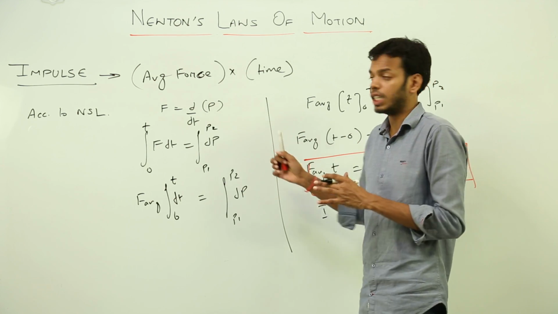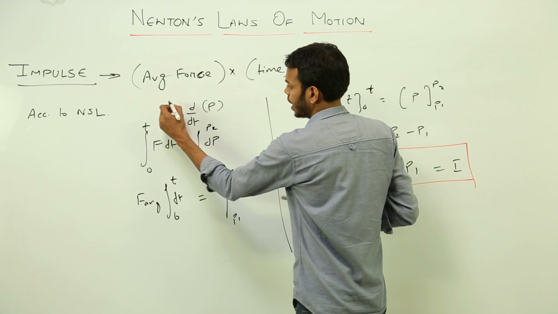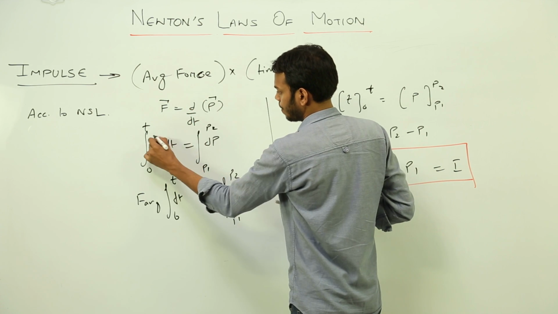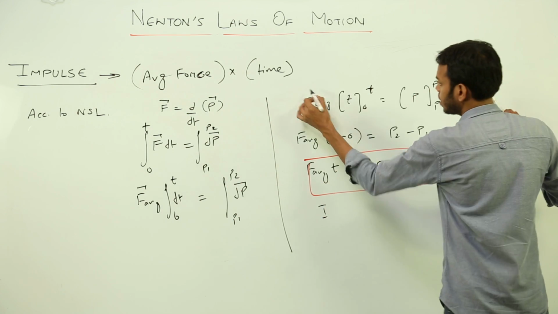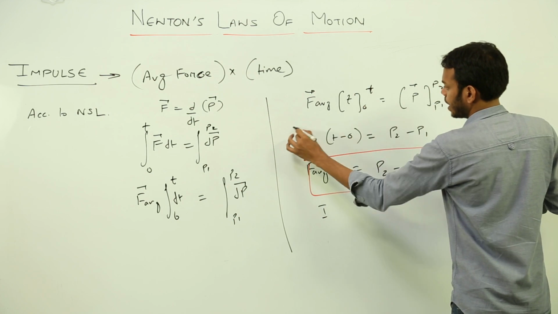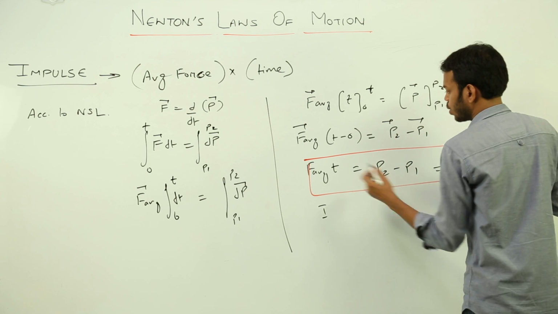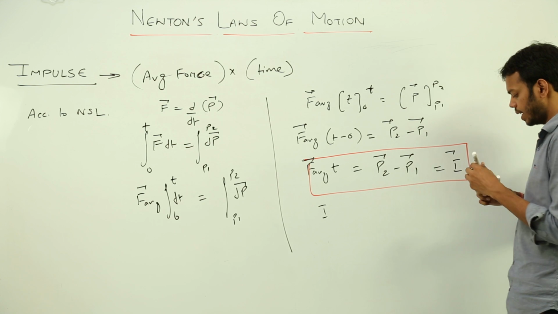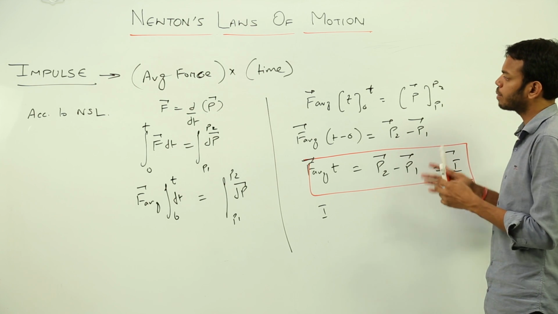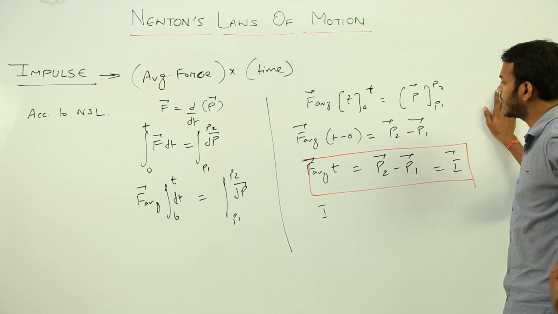The same expression is valid if you want to do it in vector form. So the formula will become the same with vector quantities. This is the expression in vector form, and the previous was in scalar form.